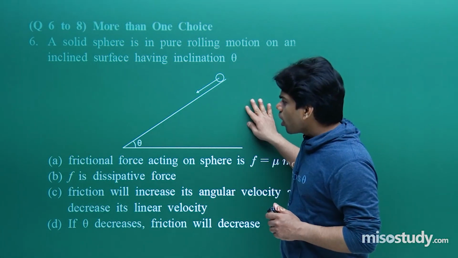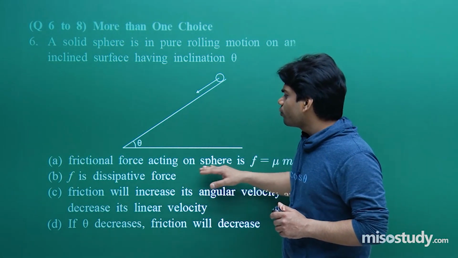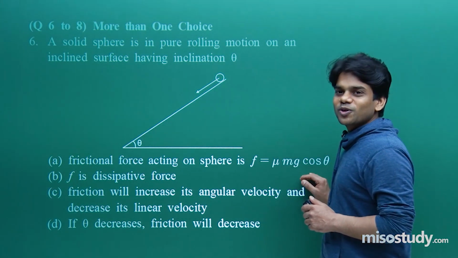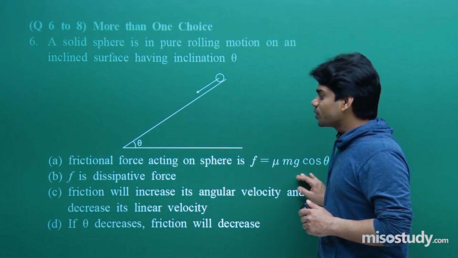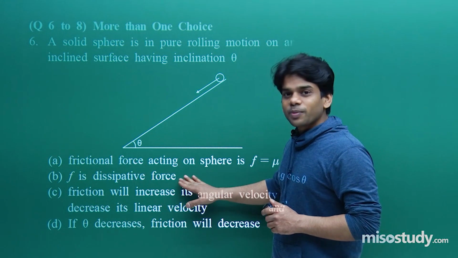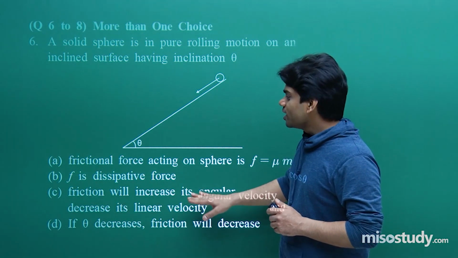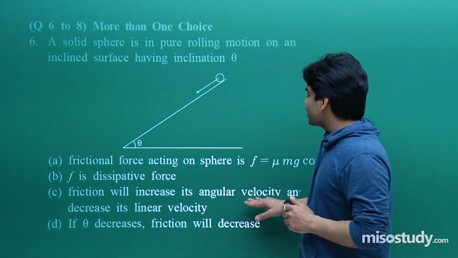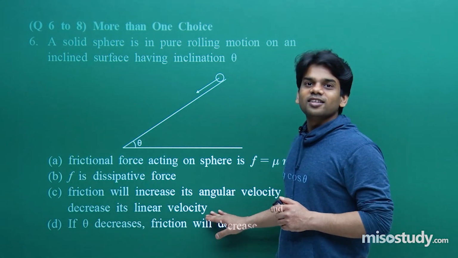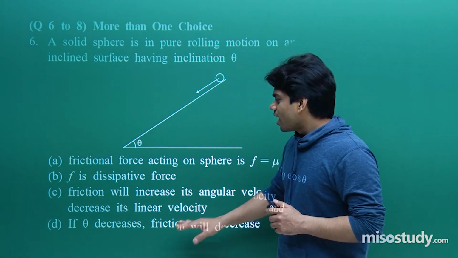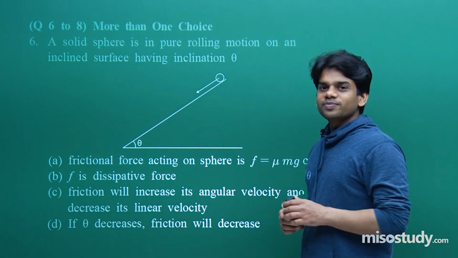Let's go with the options. Option A says that the frictional force acting on the sphere is F equal to mu mg cos theta. Second, F is a dissipative force. C, friction will increase its angular velocity and decrease its linear velocity. And D, if theta decreases, friction will decrease.